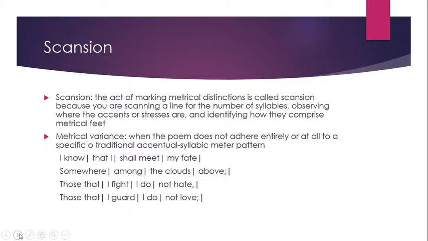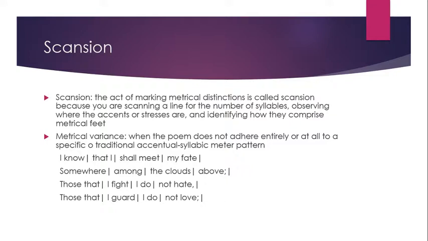Scansion. So scansion is when we're actually reading for metrical distinctions, so counting the number of syllables, identifying the metrical structures, the feet that exist, and so forth. So thinking about where the accents and stresses are, and how the feet are actually structured. So when a poem doesn't adhere to a strict structure, or to a traditional accentual syllabic meter pattern, then we call that metrical variance.